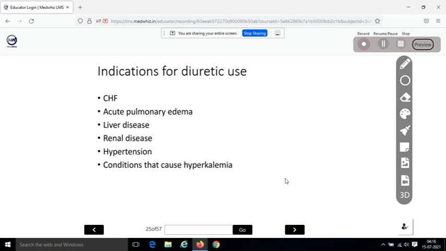Now, what are some conditions for diuretic use? Edema in case of congestive heart failure, because the failure of the heart decreases cardiac output. As a compensatory mechanism, the sympathetic system gets activated, which in turn activates the renin-angiotensin system and aldosterone secretion, causing sodium retention. Along with sodium, water is also retained, and edema occurs, an increase in extracellular fluid.